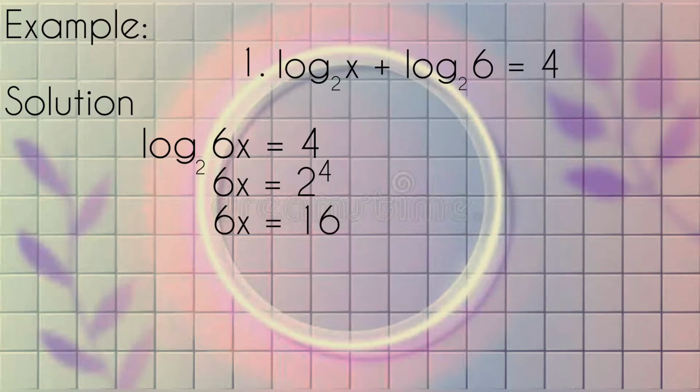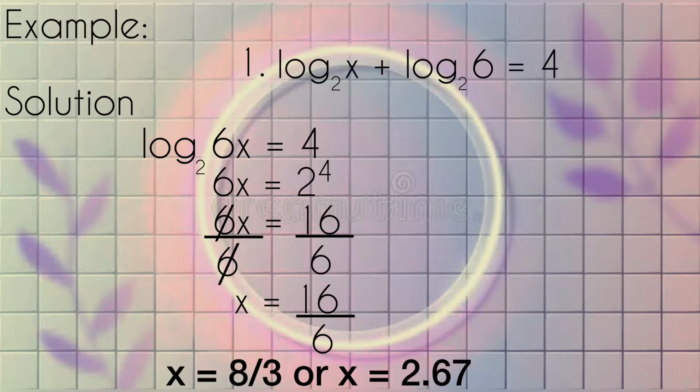Next step is to divide both sides by 6 to remove the coefficient of x. So 16 over 6 is equal to 6x over 6. Cancel the 6, so it will become 16 over 6 is equal to x. Fifth is to simplify the answer. So it will be x is equal to 8 over 3, or x is equal to 2.67.